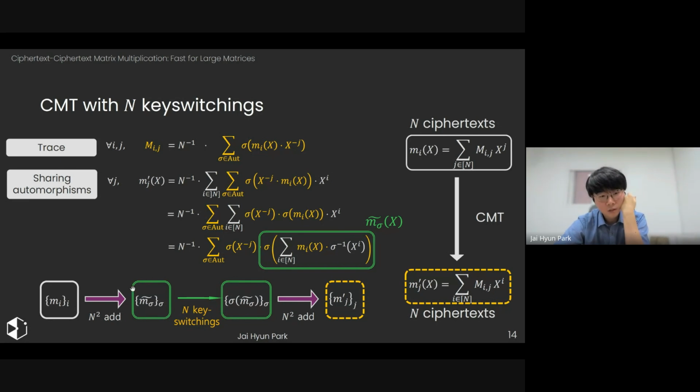However, we still have these n square additions, and it is a problem. In terms of the bit complexity, n key switchings means the number of bit operations might be n square log n or something. But here, n square additions mean n cube bit operations. So even though we reduce the number of key switchings, we still need to address these additions somehow.